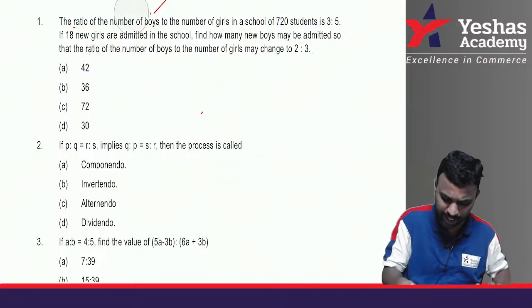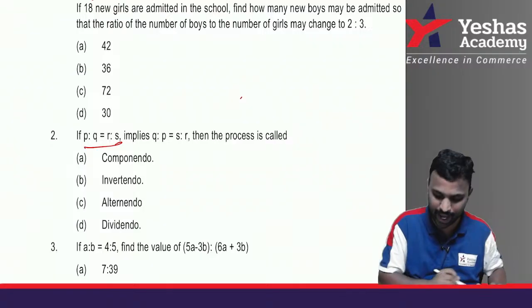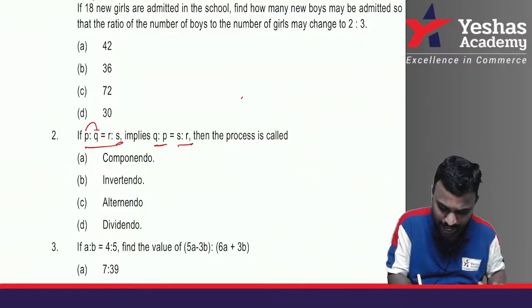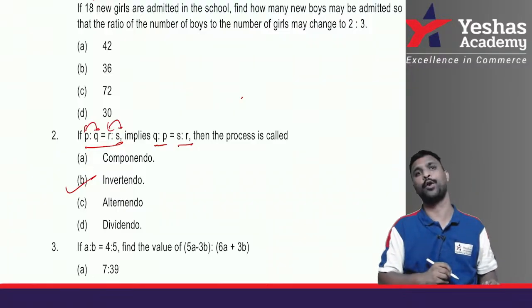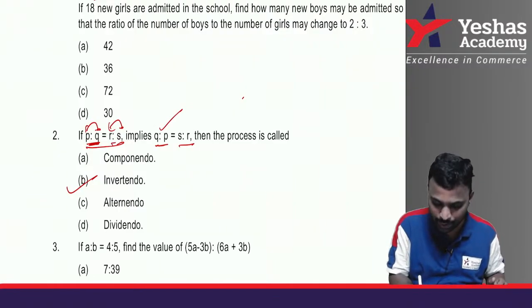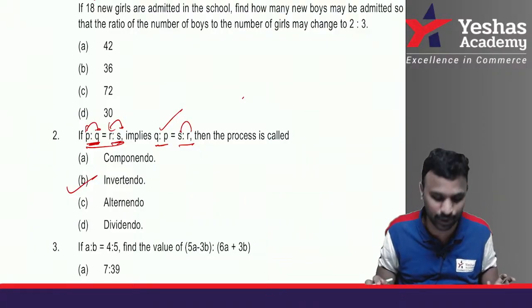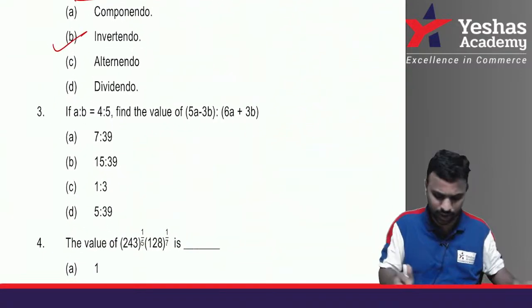So let's now move on to the next question. It says P is to Q is equal to R is to S implies Q is to P is equal to S is to R. Guys, what has happened here? Both the ratios have got inverted. Yes or no? Basically, it is the invertendo property. You can see P is to Q has become Q is to P, R is to S has become S is to R. That means the inverse ratio of both the ratios. Therefore, it is which property? Invertendo property.